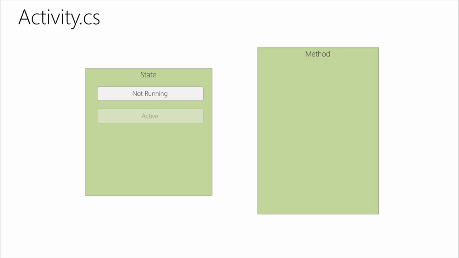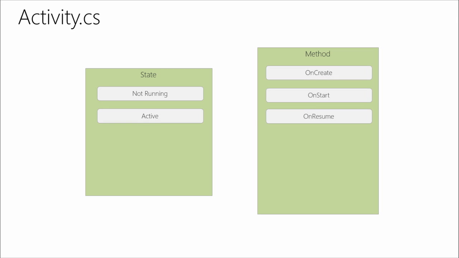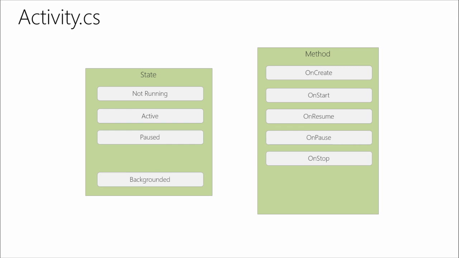So you're going to have your not running, and then you're going to be active. You're going to get on create, on start, on resume. And then if a phone call comes in, you're going to get the on pause state. You're going to get backgrounded. You're going to get on stop. And then you're going to get restarted. You're going to get on restart, on start, and then on resume again.